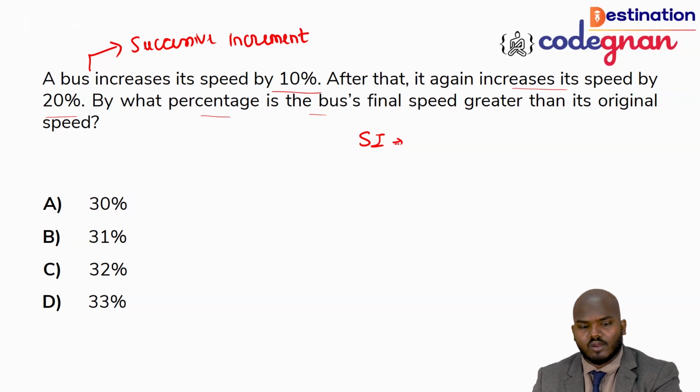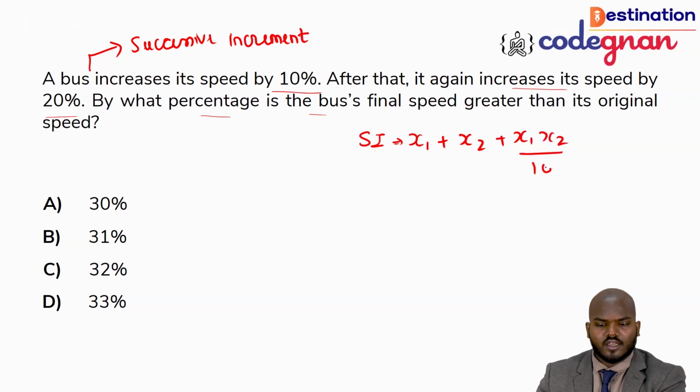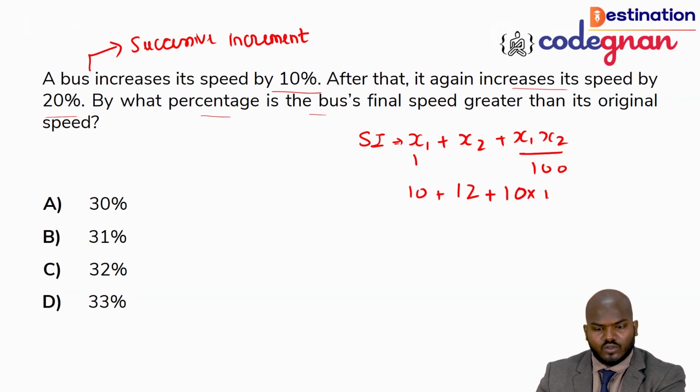So the successive increment formula we can call x1 plus x2 plus x1 x2 by 100. Like what we can see, x1 indicates 10, x2 indicates 20. And x1 times x2, that is 10 times 20, by 100. If you work it out, the 0 will get cancelled here.